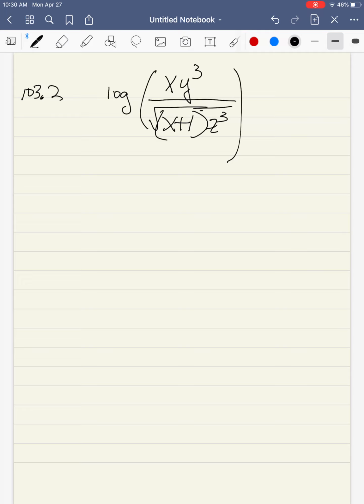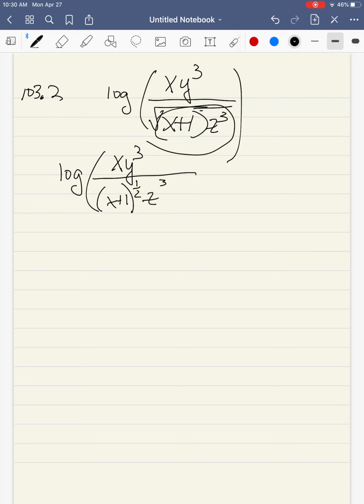All right, so let's start breaking this thing down. Let's get rid of this mess in the denominator first. So that would be log of x y cubed over (x plus 1) to the 1/2 and then z to the 3/2. And now we got rid of the square root.